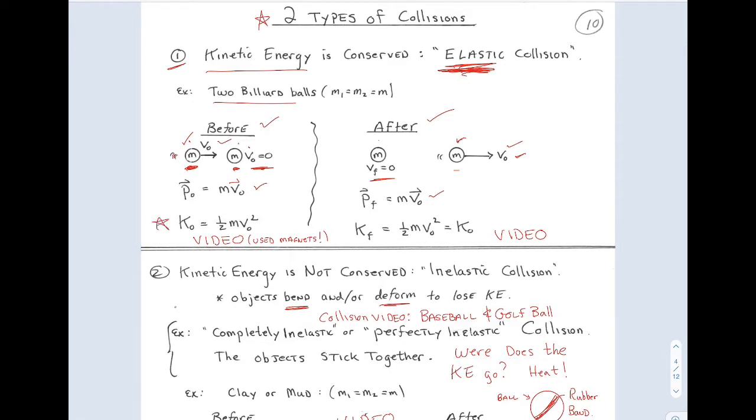Initial kinetic energy is just for number one, so 1/2 mv0 squared. This one's initial kinetic energy is 0 because it's not moving. In the after picture, the final kinetic energy of this one is 0. And the final kinetic energy of the other one that's moving, number two, K final, is just 1/2 mv0 squared. So in this collision, initial kinetic energy is equal to final kinetic energy. So that would be an elastic collision, and I'll show you that in the video.